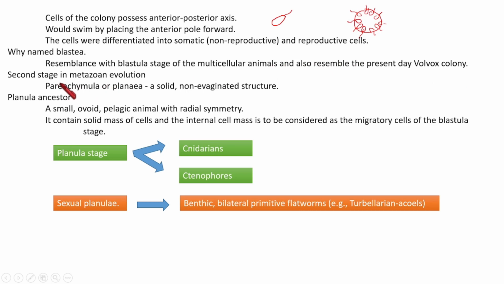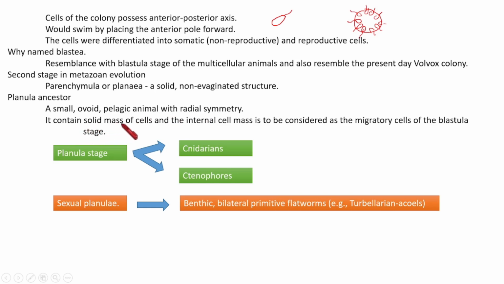Then the second stage, according to that theory, is the parenchymula or planula stage. It is a solid, not invaginated structure. What would be the appearance of that planula ancestor? It is a small, ovoid, pelagic, meaning surface-dwelling, animal with radial symmetry. Radial symmetry, we know, gives equal halves through all the planes passing through the central axis.